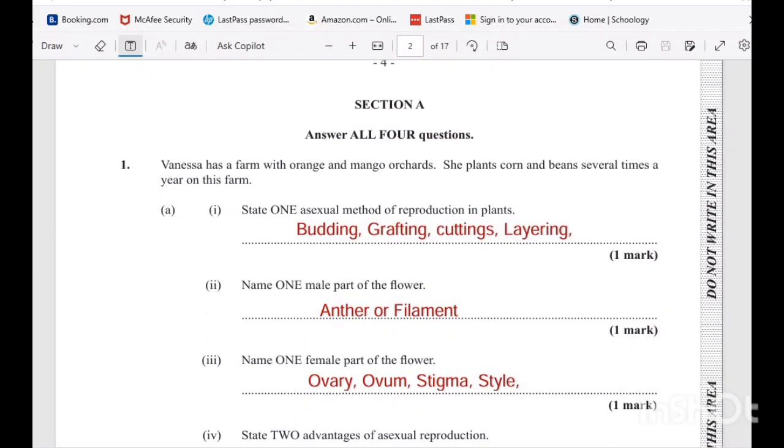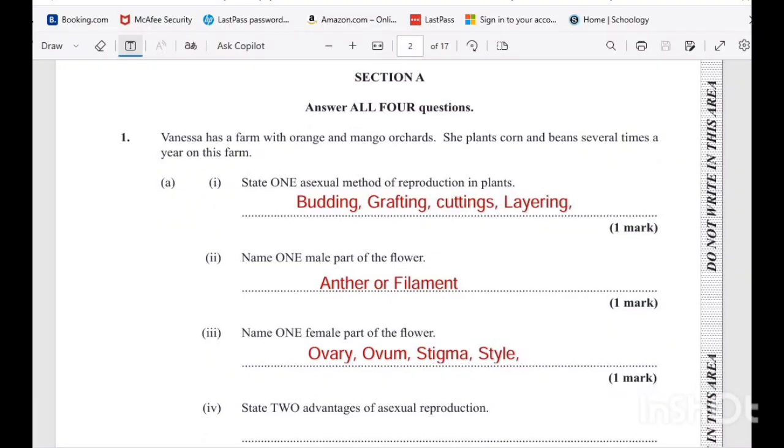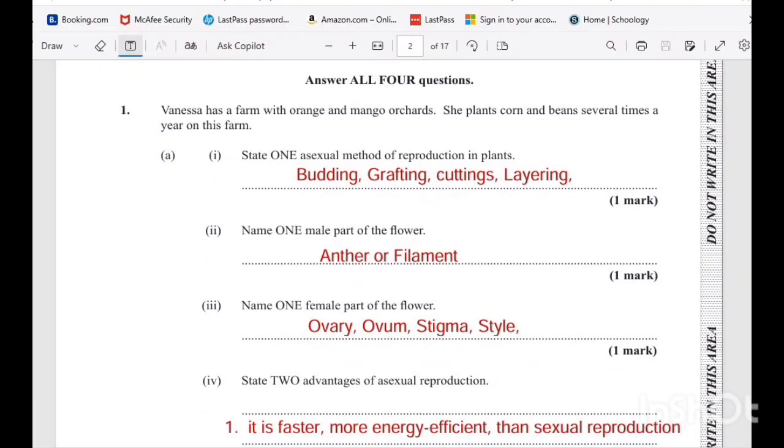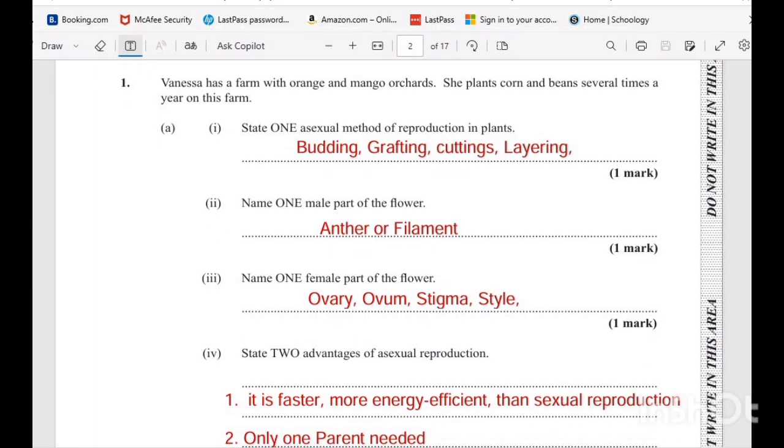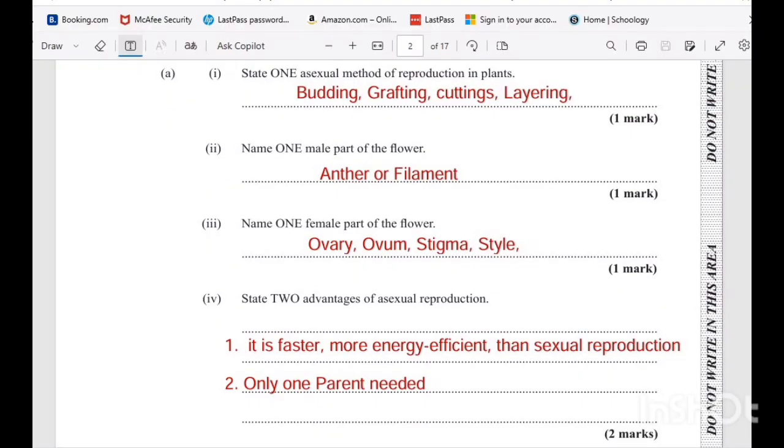Part 4, state 2 advantages of asexual reproduction. Advantages: 1, it is faster and more efficient in energy than sexual reproduction. And 2, only one parent is needed.